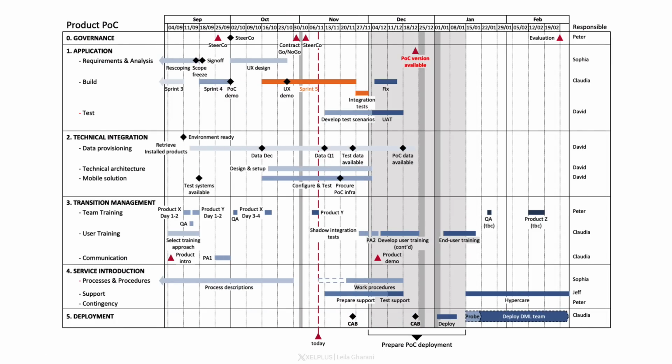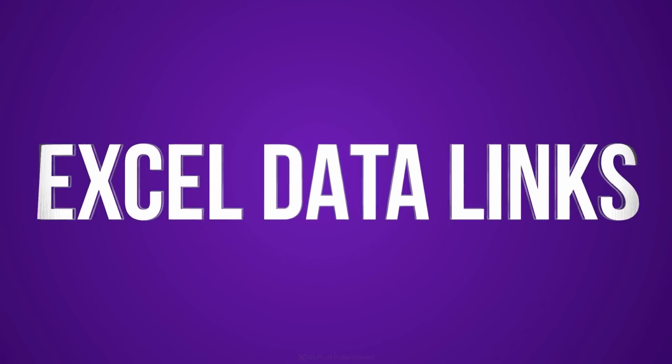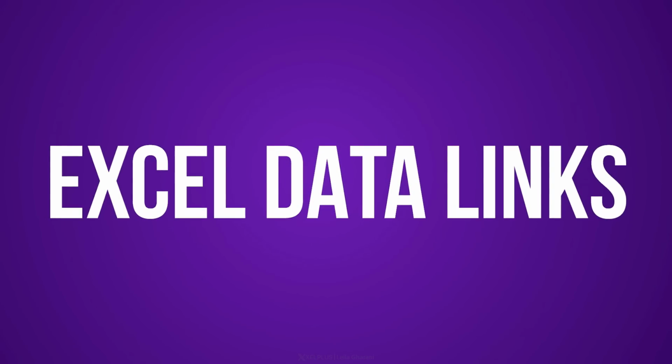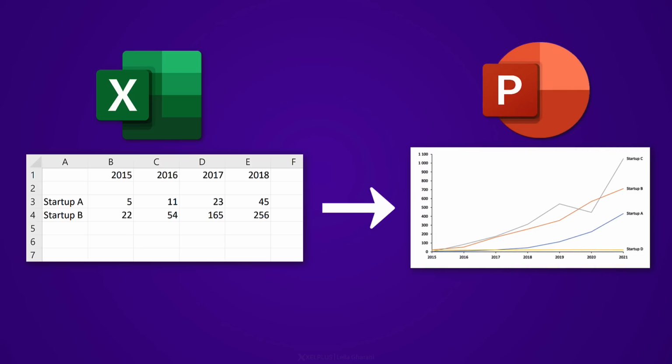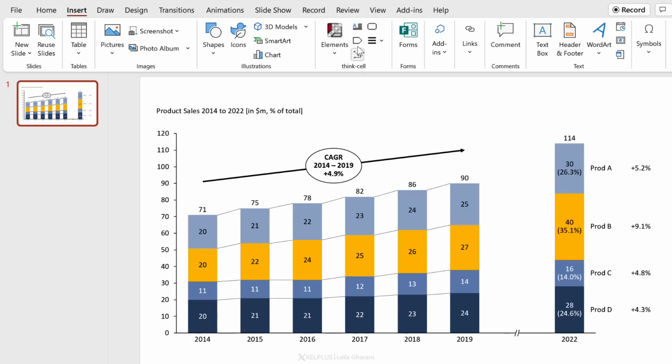You can, for example, easily do Gantt charts with a built-in calendar and self-adjusting labels. Another great feature in ThinkCell is the possibility to link these charts to existing Excel files. So remember, I told you can work the other way around as well. Maybe you already have an Excel file with data in it, and you want to create a chart in PowerPoint. Well, this is how it works.